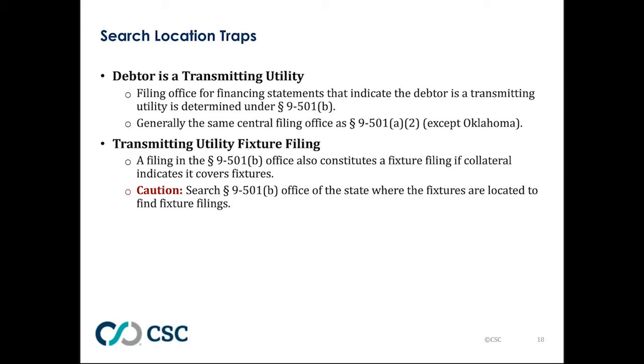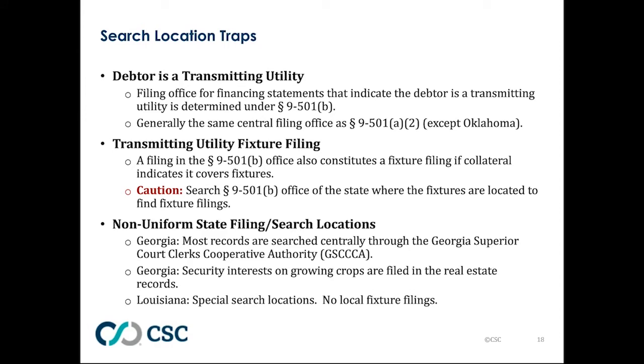Also, there are some non-uniform state provisions related to filing location when it comes to fixture filings and other types of records. In Georgia, most records are filed locally. However, they are searched centrally. So there is a central searchable index in Georgia. Same thing in Louisiana. They file through the parishes, but they're searched centrally. Possible exception in Georgia is that there's a non-uniform provision that says growing crops are treated pretty much the same way as a fixture filing, so they have to be filed in the real estate records if the collateral consists of growing crops.